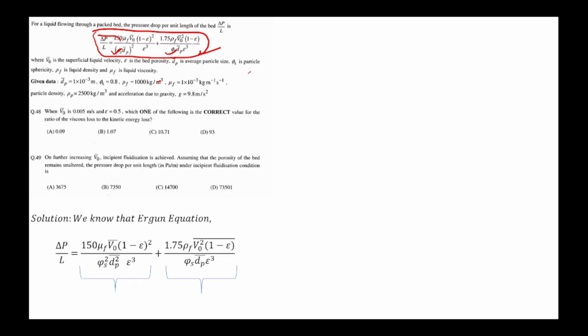Given data, so this is the data we have been given. Okay, everything is there. So when V naught is 0.005 meter per second and epsilon is 0.5, which one of the following is the correct value for the ratio of viscous loss to kinetic energy loss? So if you know the basics, then you can easily solve this question. Okay, so we know that this is the complete Ergun equation, as I said at the start of the question. This is the viscous loss and this is the kinetic energy loss.